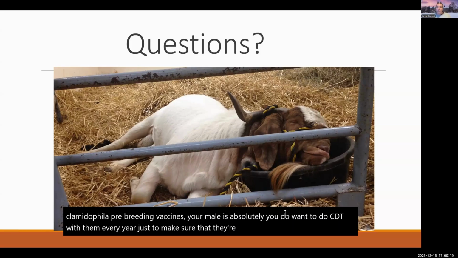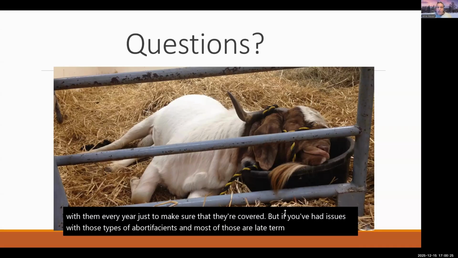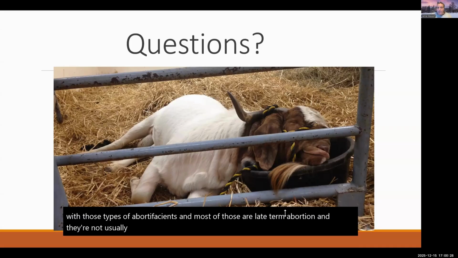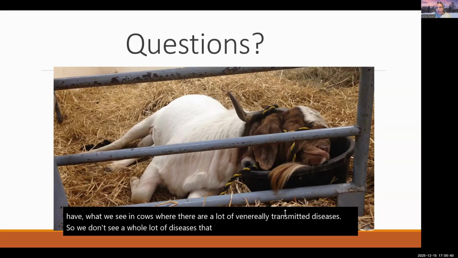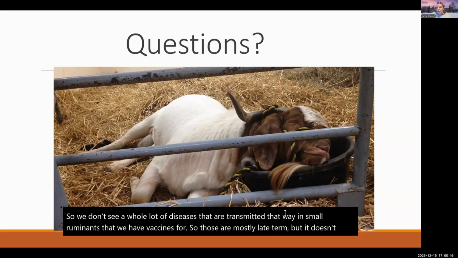But if you've had issues with those types of abortifacients, most of those are late term abortion, and they're not usually coming from the male. That's differing from what we see in cows, where there are a lot of venereally transmitted diseases. So we don't see a whole lot of diseases that are transmitted that way in small ruminants that we have vaccines for. So those are mostly late term, but it doesn't hurt to cover your male too.